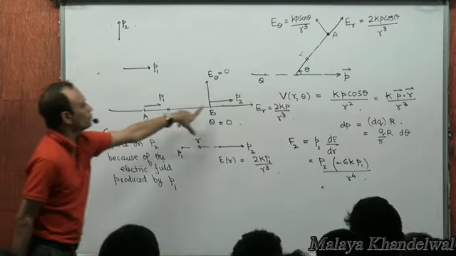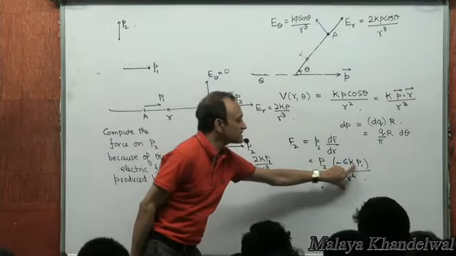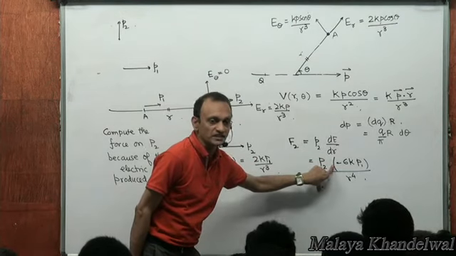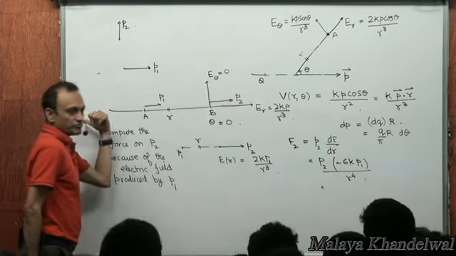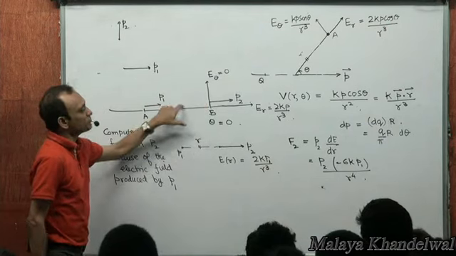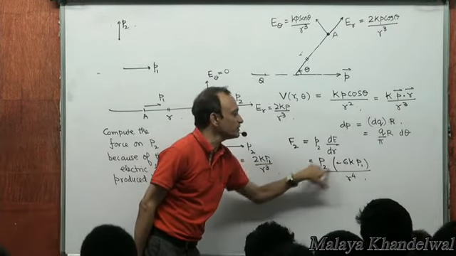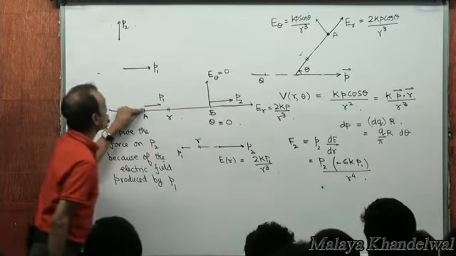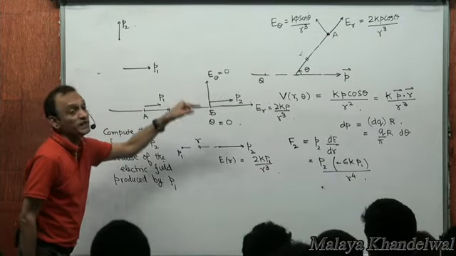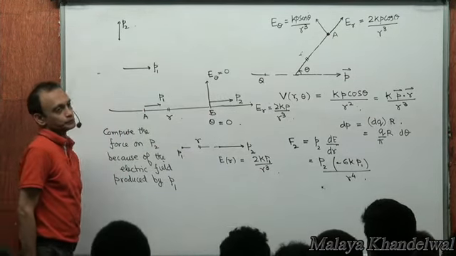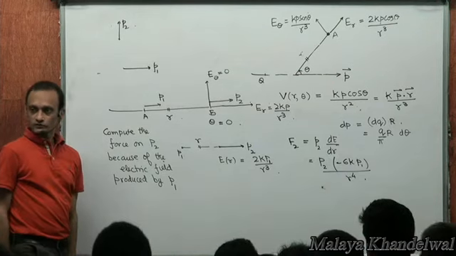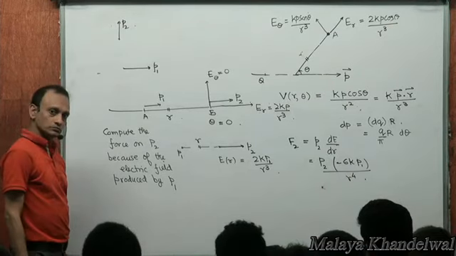The magnitude of the force on dipole P2 is 6k P1 P2 by r to power 4. Since it's negative, it's leftwards. So the force on P2 is leftwards and is of magnitude 6k P1 P2 by r to power 4. The force on P1 is going to be rightwards and of the same magnitude. Okay? Got me, now?